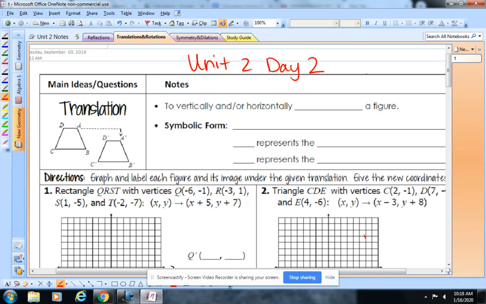And when I did a reflection, did it change the size? No, when we do a reflection, the size does not change. So there's a special name for transformations that don't change the size, and those are called isometries. And sometimes they're called rigid motions. These things mean the same thing. Isometries and rigid motions means the size does not change.